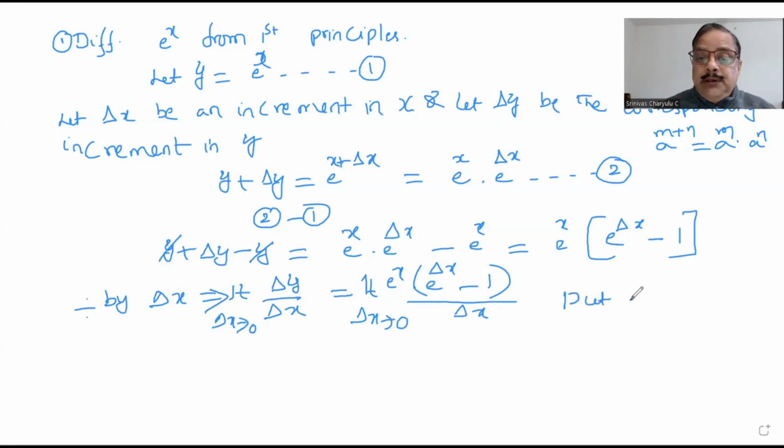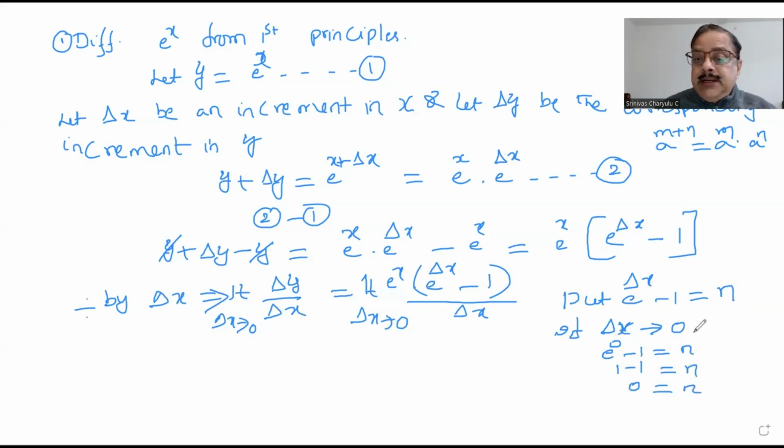What substitution to put? E to the power of delta x minus 1 is equal to n. Since we are changing the substitution from delta x terms to n, we have to change the limit also. If delta x is tending to 0, then e to the power of 0 is 1. Minus 1 is equal to n. So 1 minus 1 is equal to n, 0 is equal to n. So as delta x is becoming 0, n is also tending to 0.